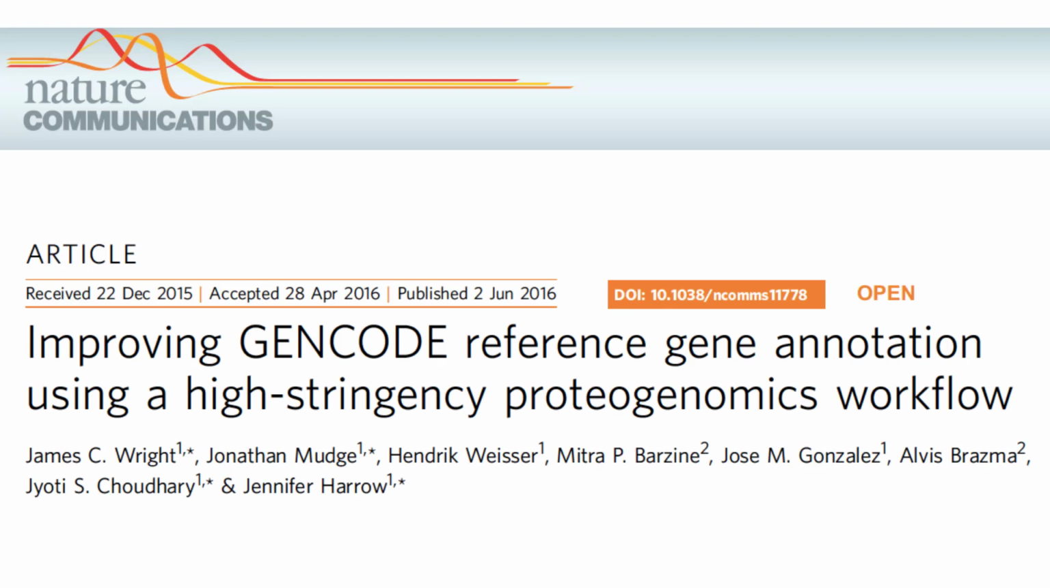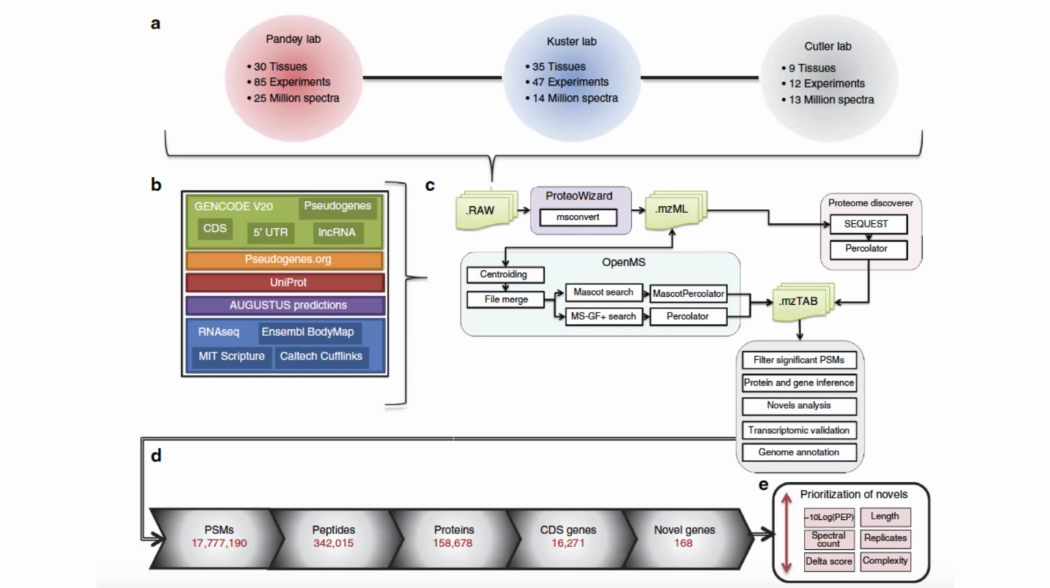Okay. So article number 1 here is this thing from 2016, the GenCode reference gene annotation using a proteogenomics workflow. And what was helpful to me in this context was, first of all, the idea of the quantity of information. So from 30 tissues in 85 experiments, 25 million spectra have to be processed. Add them together, because we're getting them from 3 different labs, and go through this workflow, and ultimately you can get some information on 16,000 genes.